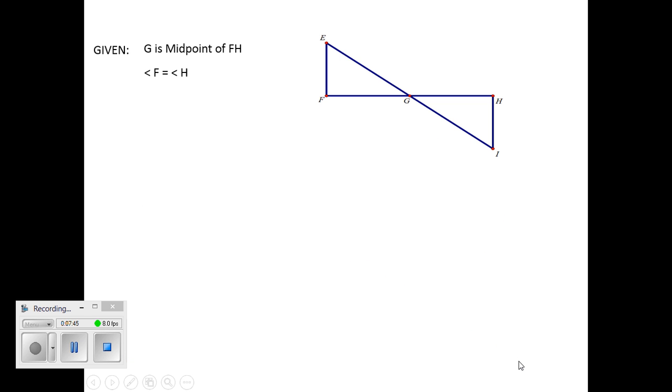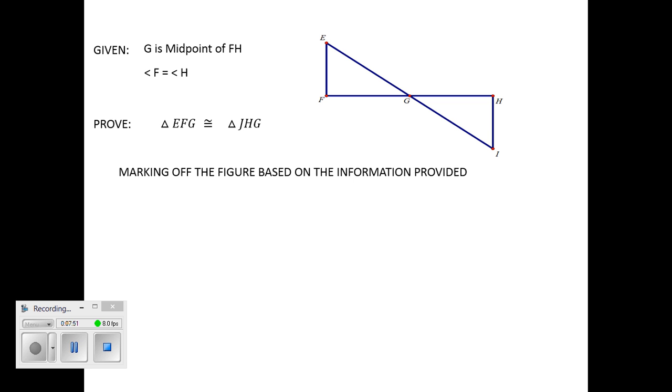We're going to take the information that's given and mark off our triangles accordingly. So think about it ahead of time. G is the midpoint of FH. That means FH has been cut into two equal halves. Angle F and angle H are equal. Is there anything else that's equal? Well, let's take a look.